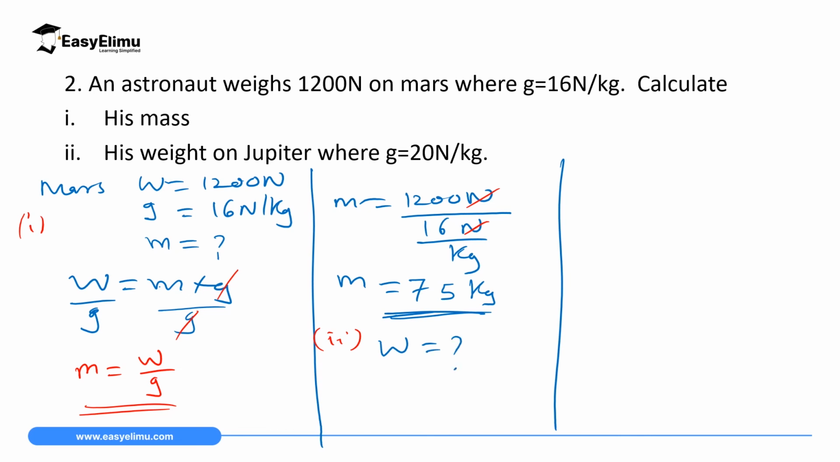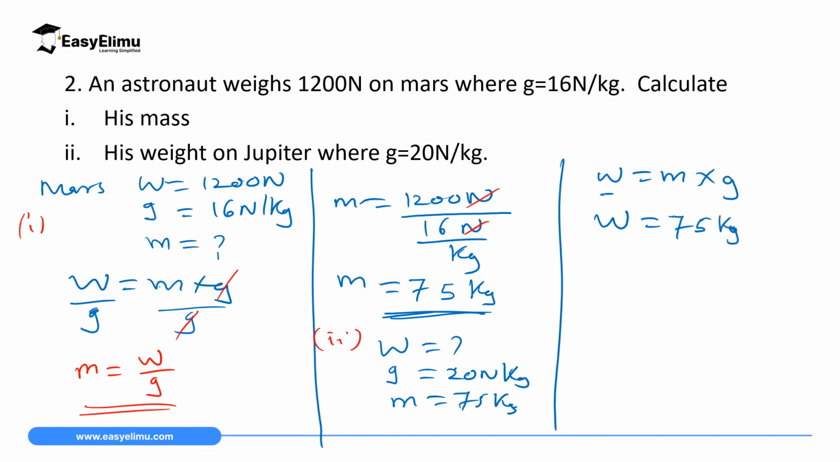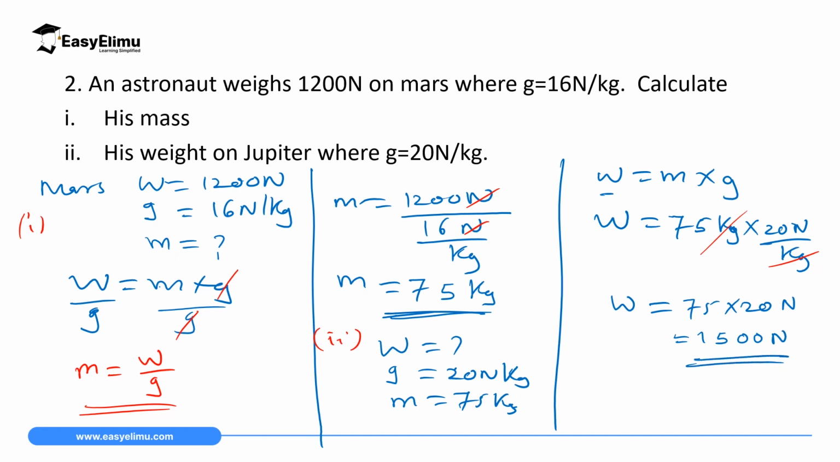Of the same astronaut on Jupiter, where the gravitational field strength is 20 newtons per kilogram, and the mass of this same astronaut is the same 75 kilograms. So our relationship: weight is equal to mass times gravitational field strength. Do we have weight? No, that's what we are looking for. Do we have the mass of the astronaut? Yes, 75 kilograms. And do we have the gravitational field strength on planet Jupiter? Yes, 20 newtons per kilogram. Now kilogram will cancel with kilogram, and we will remain with weight equal to 75 times 20 newtons, which is going to be 1,500 newtons. That will be the weight of the astronaut on planet Jupiter.